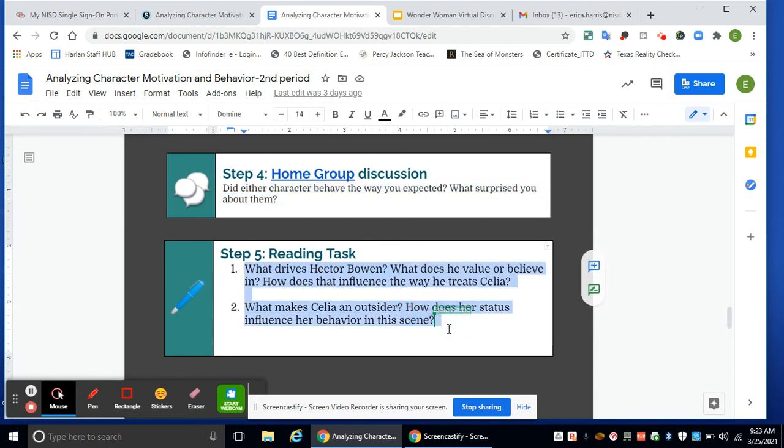This is where you're inferencing, you're thinking a little bit deeper. What drives Hector Bowen, just from what you know about him in this passage? In other words, what does he value or believe in? Think about that scene where he realizes that Celia might actually be valuable to him. How does that influence the way he treats her? And for Celia, what makes her an outsider? How does her status influence her behavior in the scene? Remember, she's being dumped there, right? It's not her choice to be there with her father. It just is out of her control. So what makes her an outsider, and how does that influence her behavior in the scene?